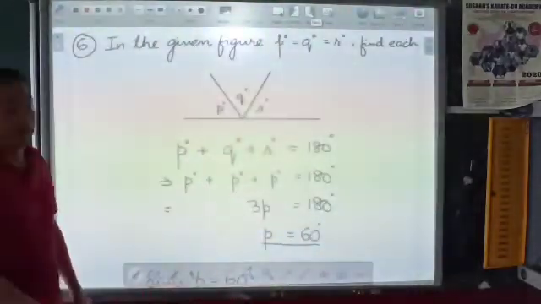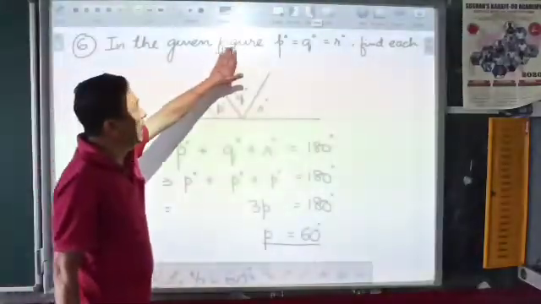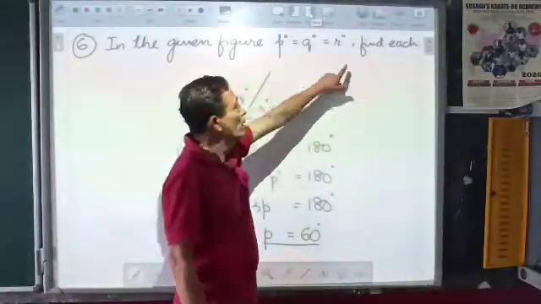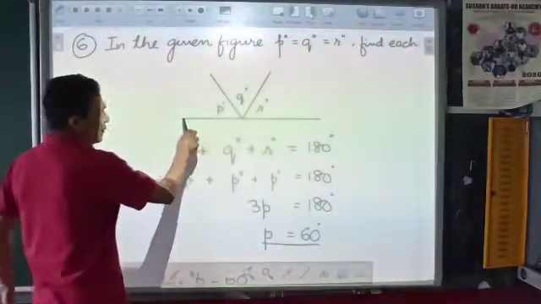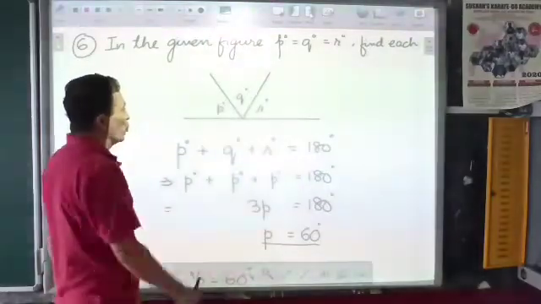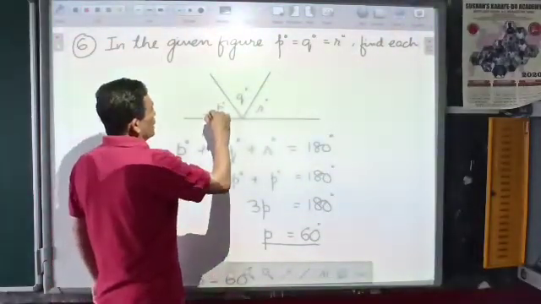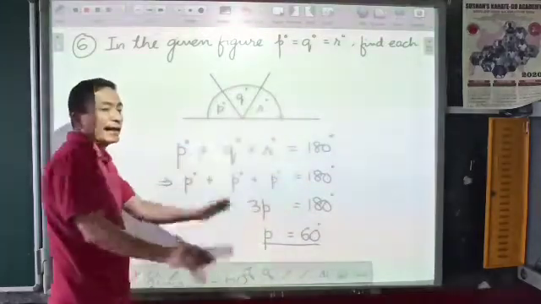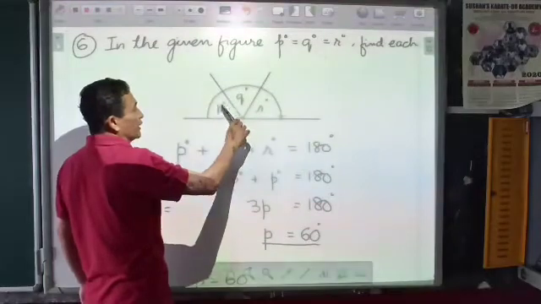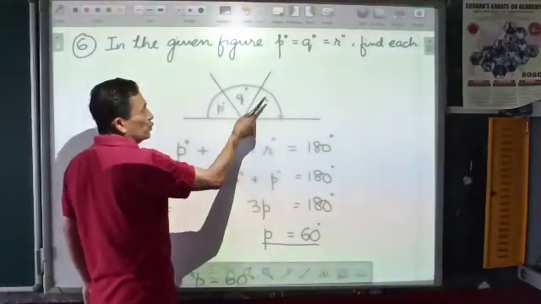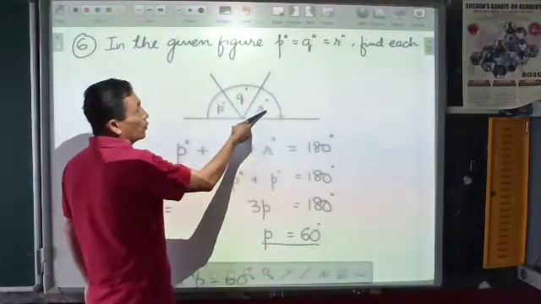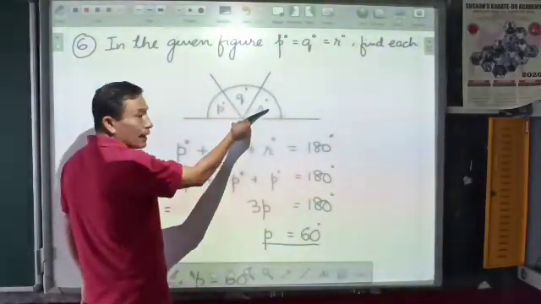Another question that has been done. In the given figure, P degrees is equal to Q degrees is equal to R degrees. Find each of them. The figure is given like this, and this seems to be a straight line. So what I understand is from this point to this point is 180 degrees. But that 180 degree angle has been further divided into angle P, angle Q, and angle R. But we also understand that P is equal to Q is equal to R. That means all three angles are equal.